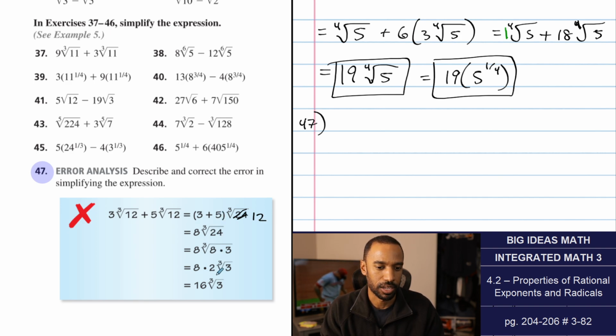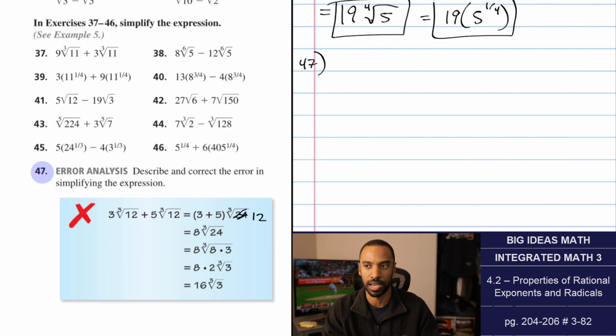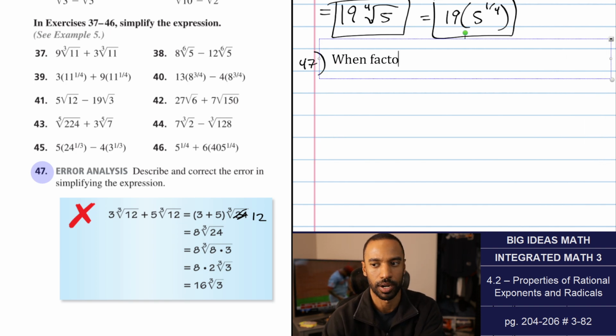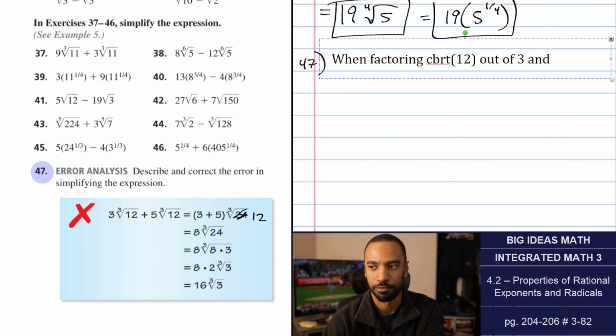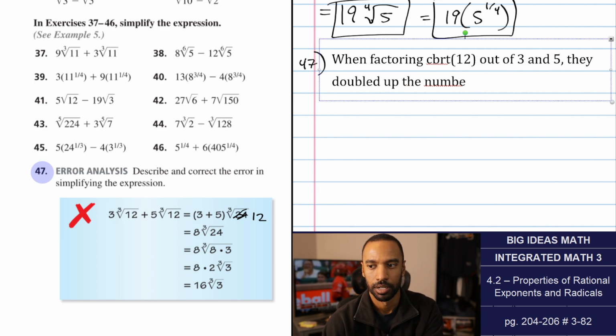Now, you'll notice there that they're doing some simplification stuff after this. None of this stuff matters to me now because this should still be a 12, not a 24. If we want to do some factorization on it because it needs it, great, but it shouldn't need it on that one. So their problem is when factoring cube root of 12, out of 3 and 5, they doubled up the number. I guess they were kind of adding it. They doubled up the number to 24.